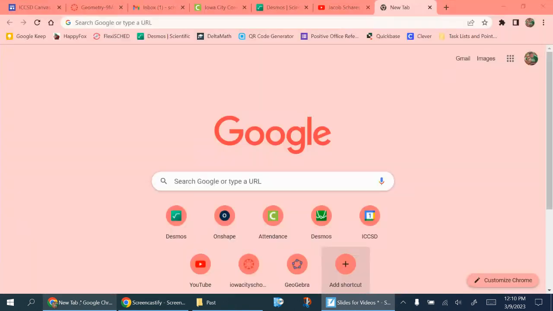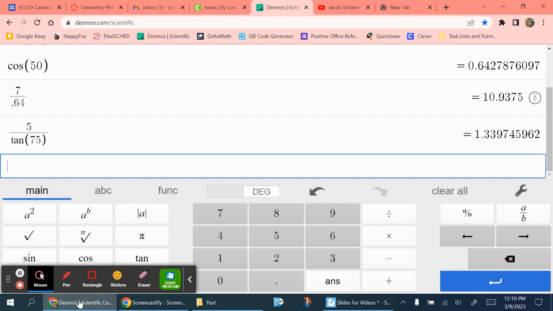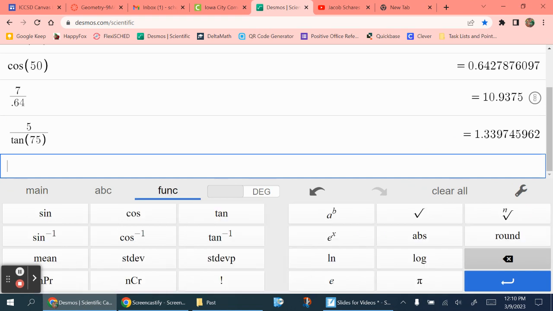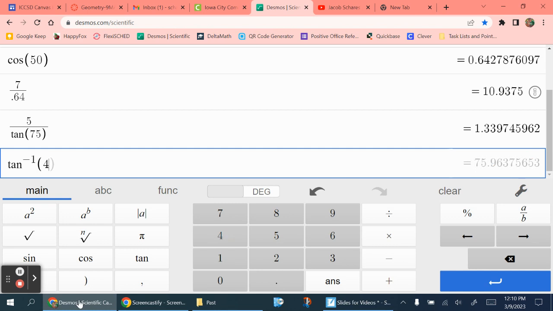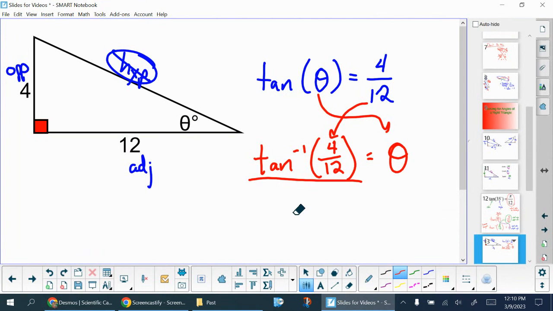I'll show you how to do that on Desmos here. If I look, my inverses are not on this main screen. I have to go to the function tab, and you can see there's all my inverses. So I want inverse tangent, and I just type in my ratio, 4/12. And you can see right there, it tells me my angle, 18.43, whatever. Now we're just going to go to the nearest whole degree, so we'll say 18 degrees.